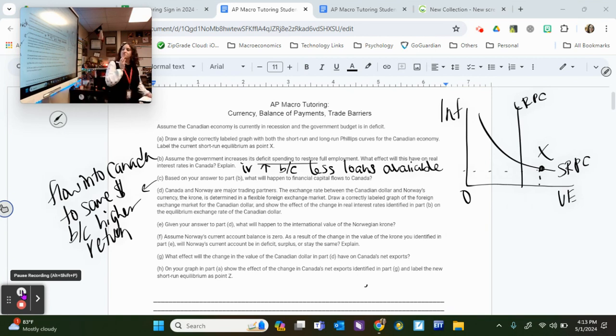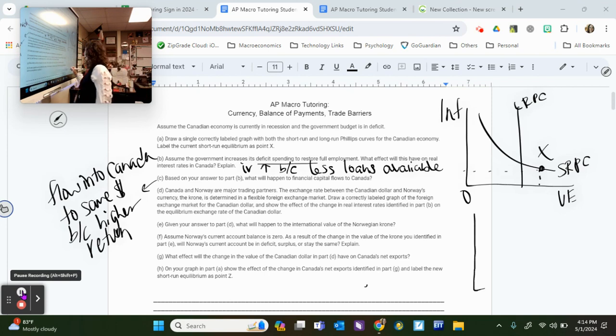Okay. On C. Canada and Norway are major trading partners. The exchange rate between the Canadian dollar and Norway's currency, the krone, is determined by a flexible exchange rate market. Draw a correctly labeled graph of the foreign exchange market for the Canadian dollar. You can draw both the Canadian dollar and the krone, but they're only going to be grading the one that they're asking for. And it says, show the effect of the change of the real interest rates that you identified in Part B on the equilibrium exchange rate of the Canadian dollar.